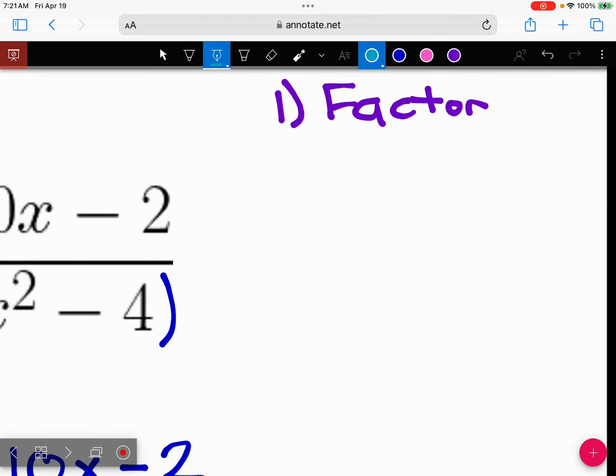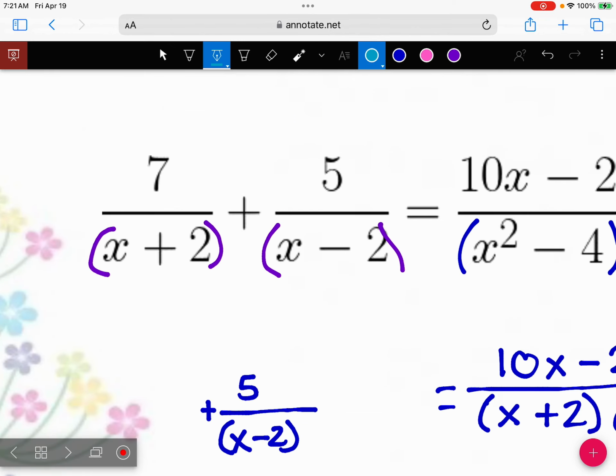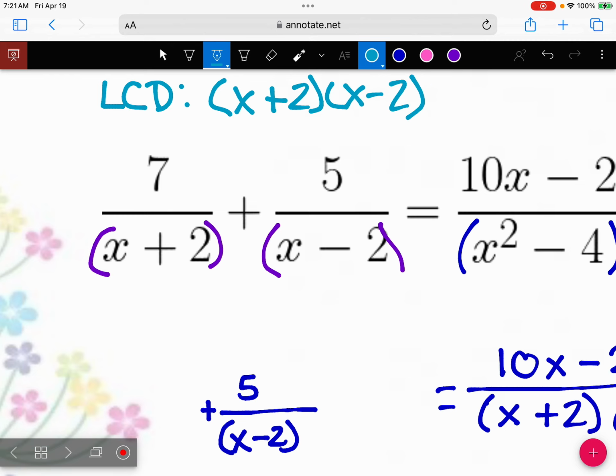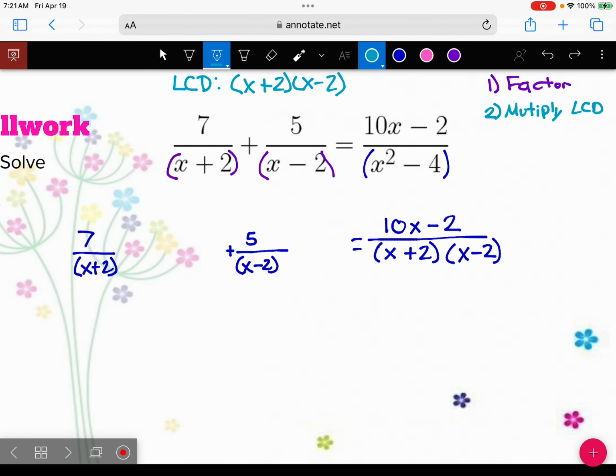Our second step from yesterday was to multiply by the least common denominator. So what is our least common denominator? x plus 2 and x minus 2. Those are the only pieces in the bottom. I've got an x plus 2, I've got an x minus 2. I only need one of each of them. But everything that exists in the denominator is what we're going to have.